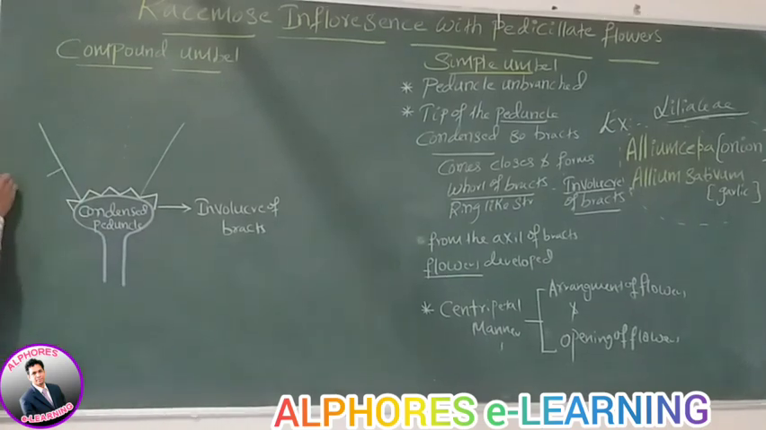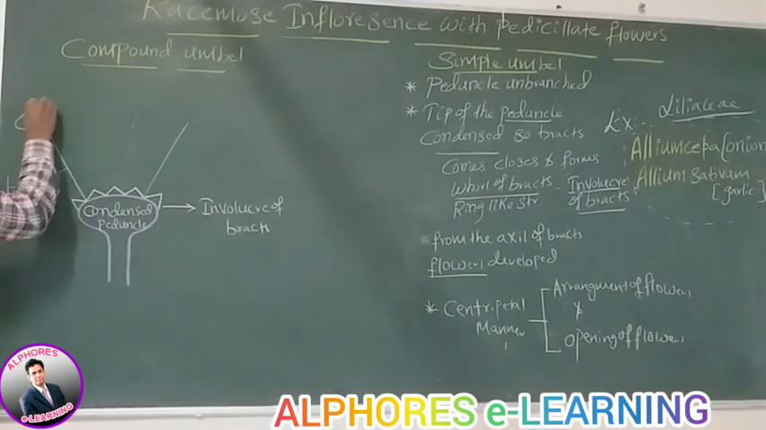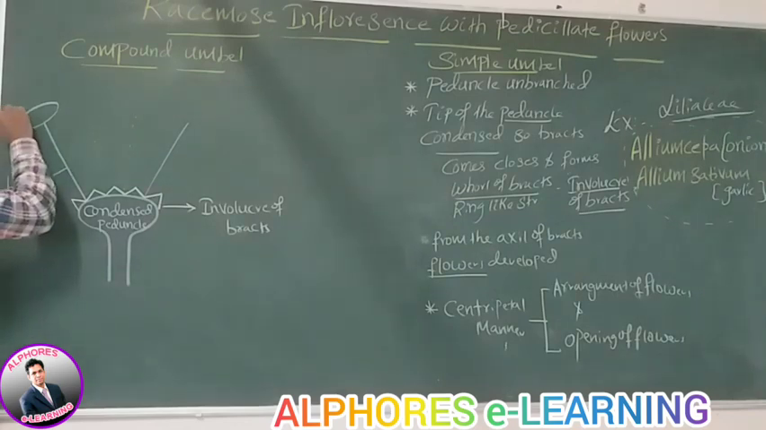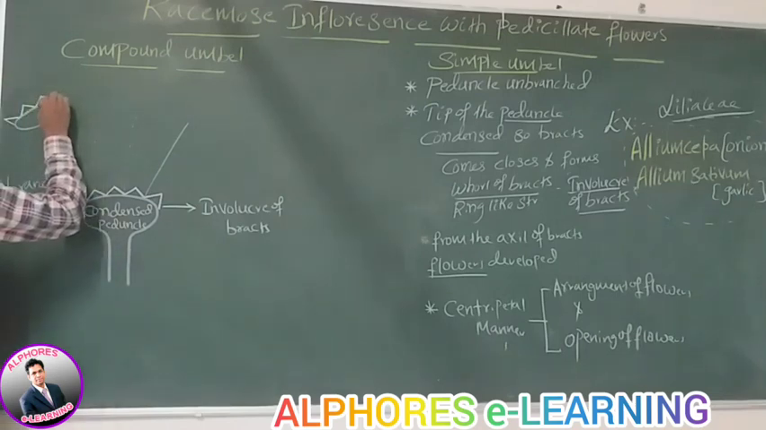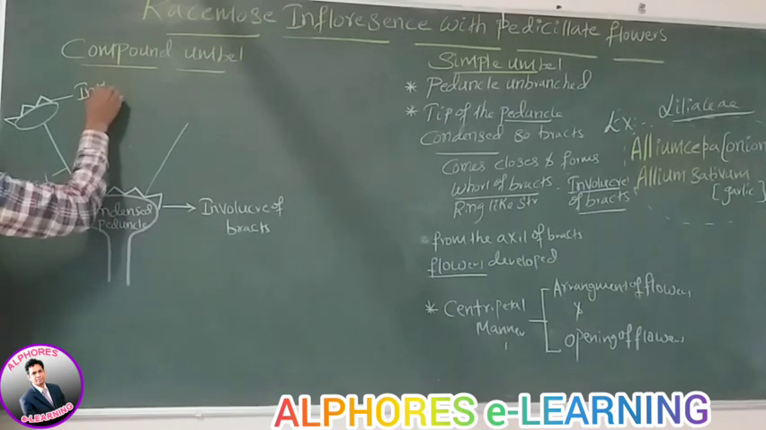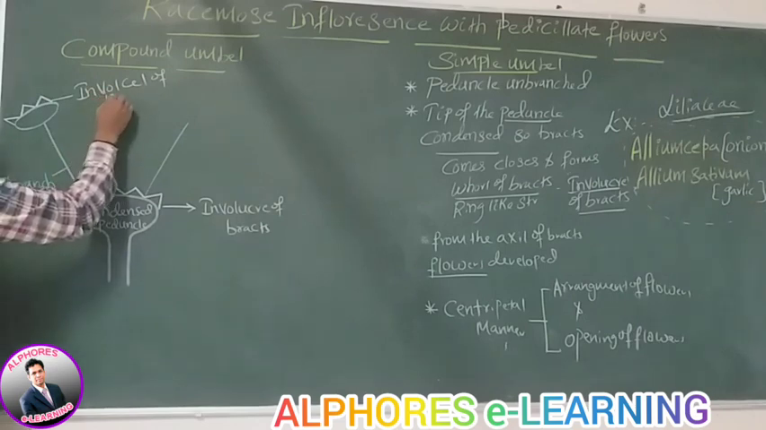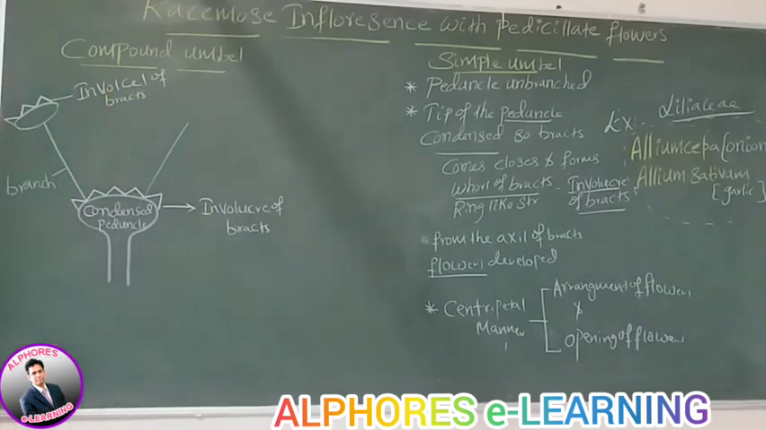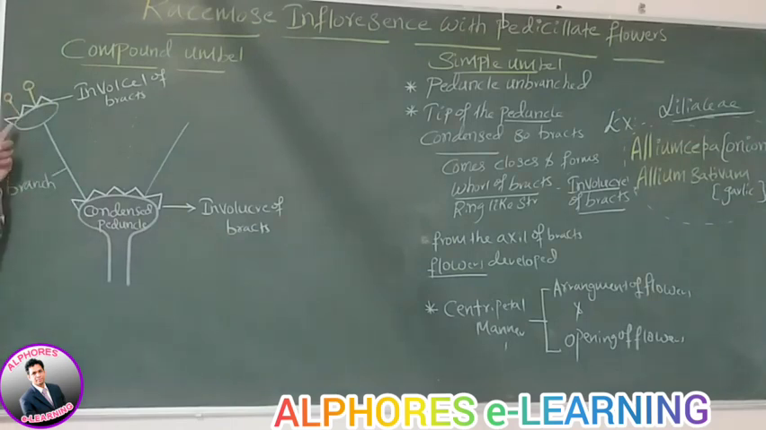What is this one? Branch, right? Now listen here. The tip of the branch is condensed. So the bracts come close to one another and form a whorl of bracts. What is this whorl of bracts called? Involucre of bracts. From the axil of these bracts, what developed? Flowers are developed. See this diagram.